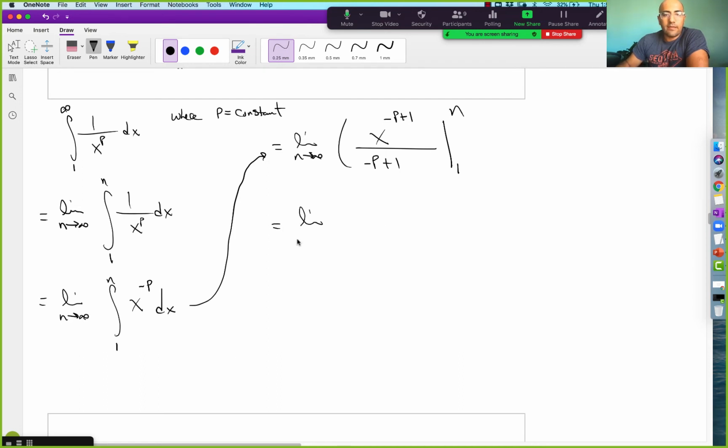So this is going to be the limit as n goes to infinity of, what do we do here? Let's make this n, so that would be n to the power of minus p plus 1 over minus p plus 1, minus 1 to the power of minus p plus 1 over minus p plus 1.